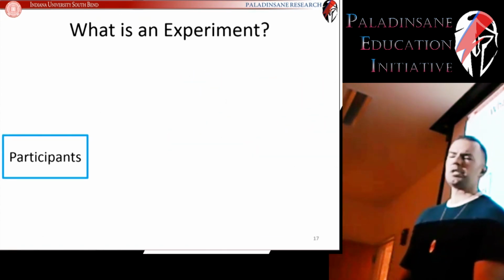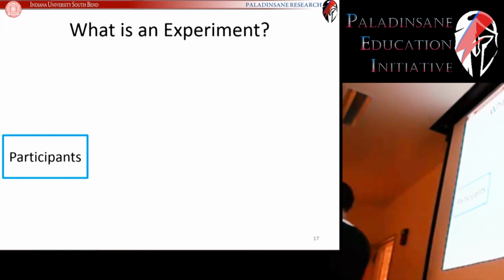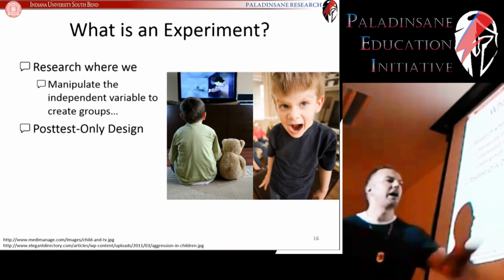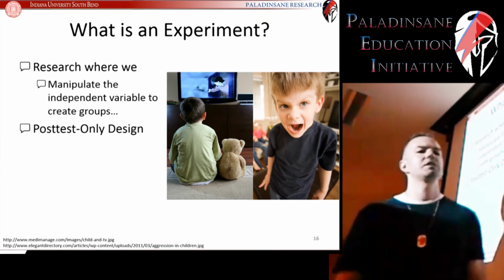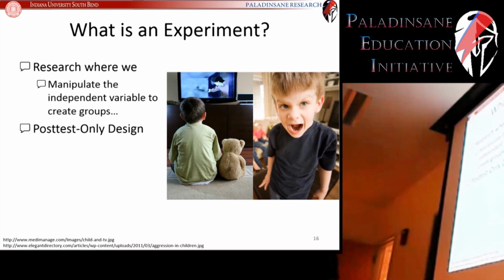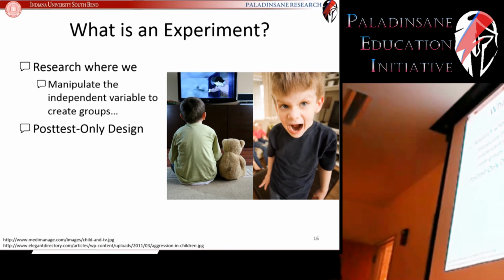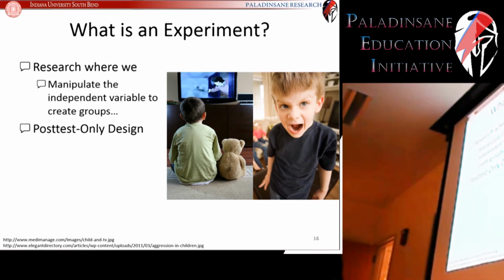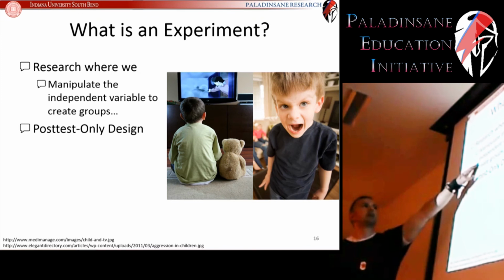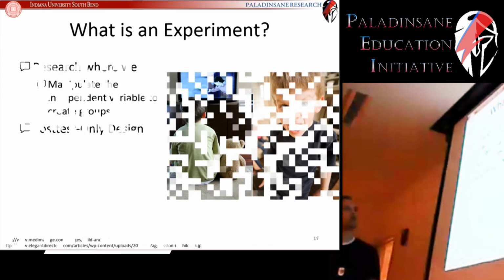All right, so you have a whole bunch of participants. And you want to know, does watching violent TV cause aggressive behavior? So the first thing is that watching violent TV is your independent variable, right? We're wondering, does this cause aggressive behavior? So the cause is the independent variable. So now we're going to manipulate the independent variable to create separate groups.